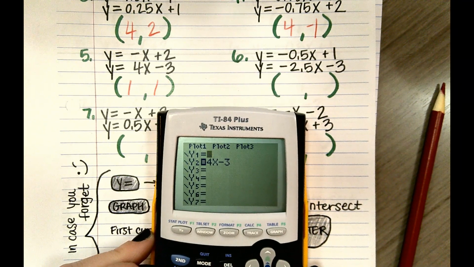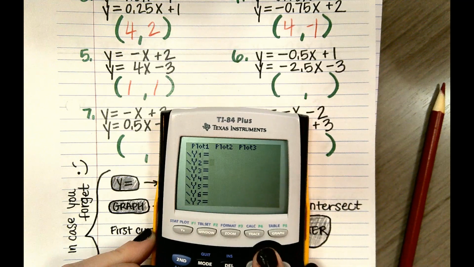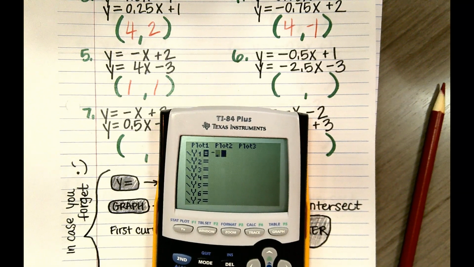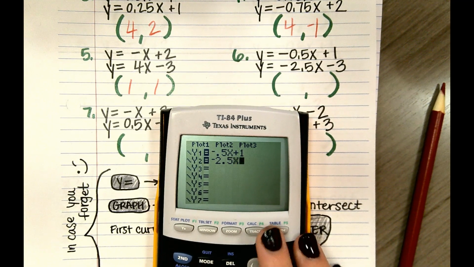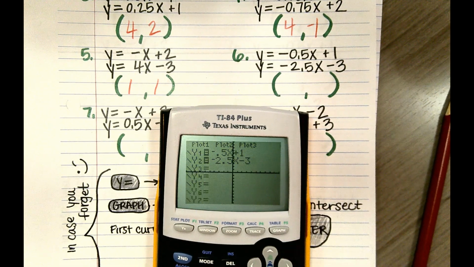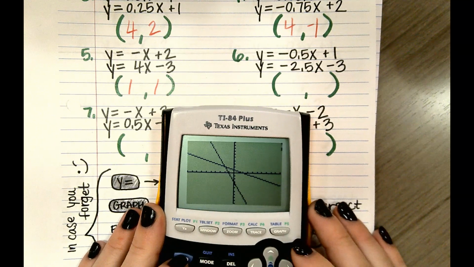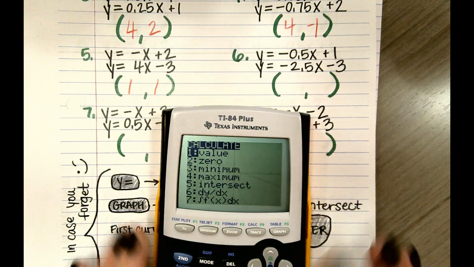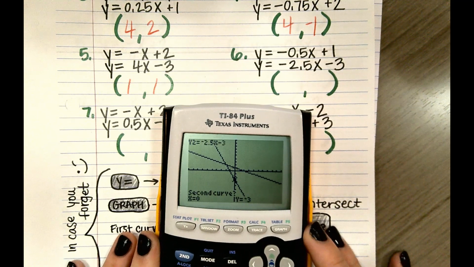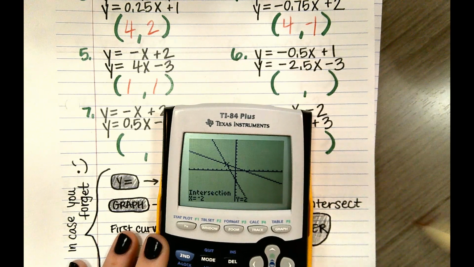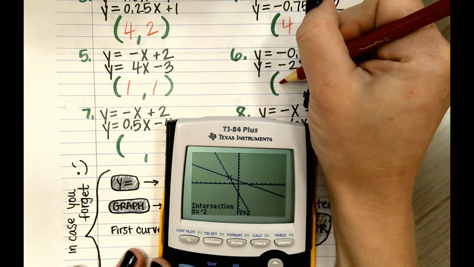Clear it out. So number 6, I have negative 0.5x plus 1 and negative 2.5x minus 3. I'll graph those. Second trace, 5. Enter, enter, enter. Negative 2, positive 2 for number 6.